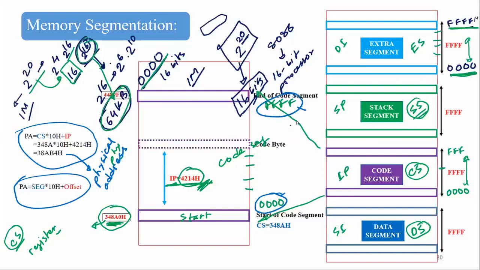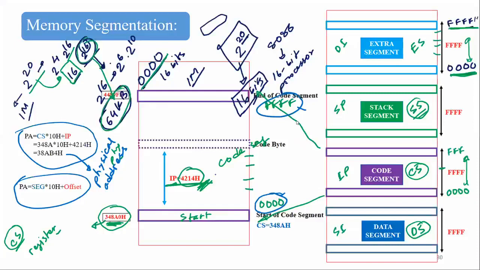In this particular example, say someone is trying to access the 4214H memory location of the code segment. So what is his IP? 4214. Yeah, simple. So is it clear now? Yes, sir, clear up to IP.